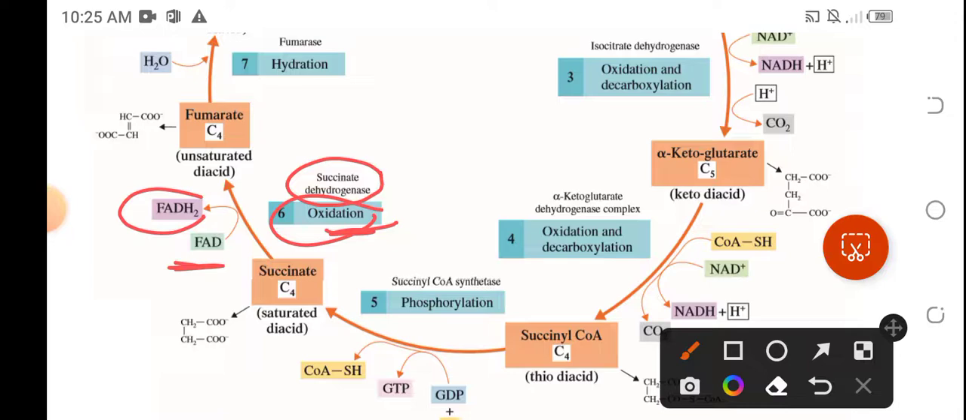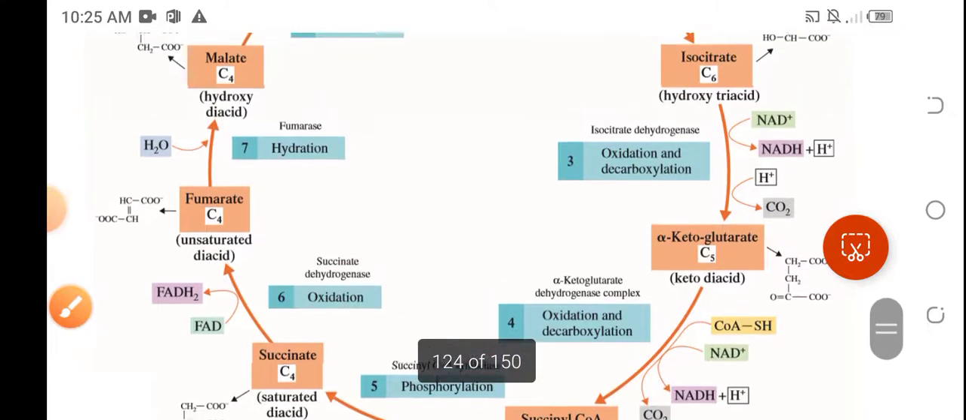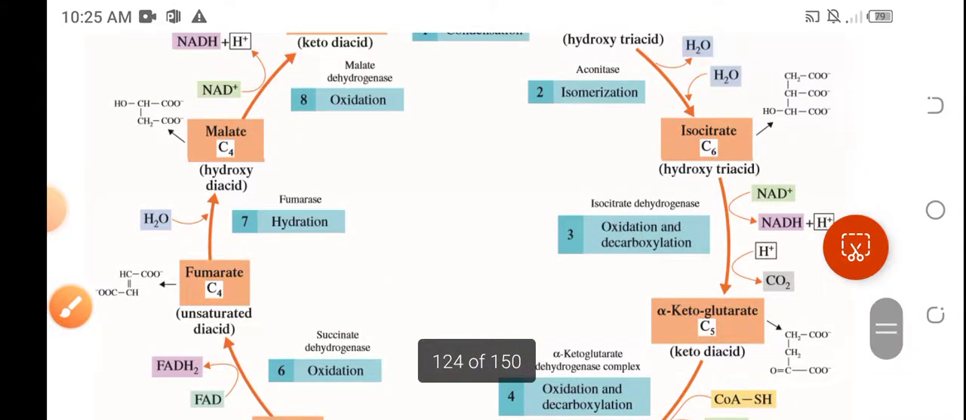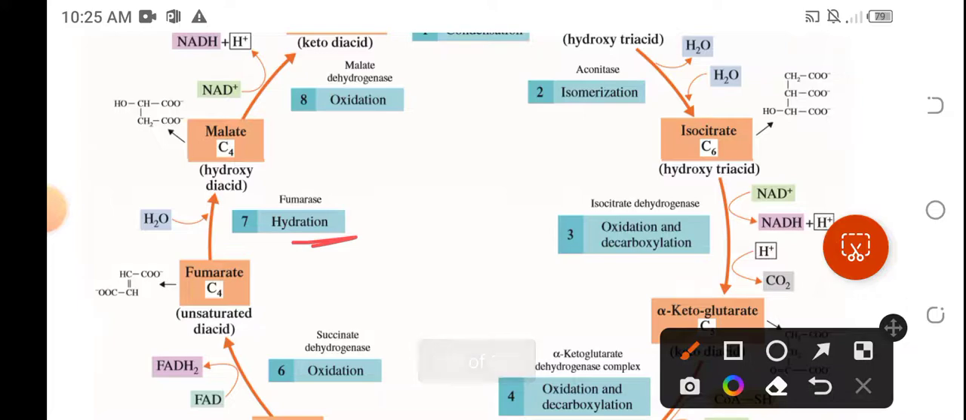Okay, so from C4, succinate, ganun pa rin, walang decarboxylation dito. So fumarate will be formed, C4 pa rin siya. But from being a saturated diacid, because of the oxidation, magiging unsaturated diacid na siya. So, ito na yung unsaturated part, the carbon-to-carbon double bond, but still diacid pa rin siya, so meron siyang dalawang carboxyl group there. Okay?